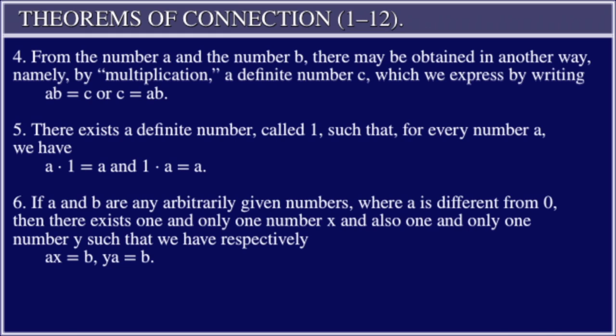5. There exists a definite number called 1, such that for every number A, we have A times 1 equals A, and 1 times A equals A. 6. If A and B are any arbitrarily given numbers, where A is different from 0, then there exists one and only one number X, and also one and only one number Y, such that we have respectively AX equals B and YA equals B.